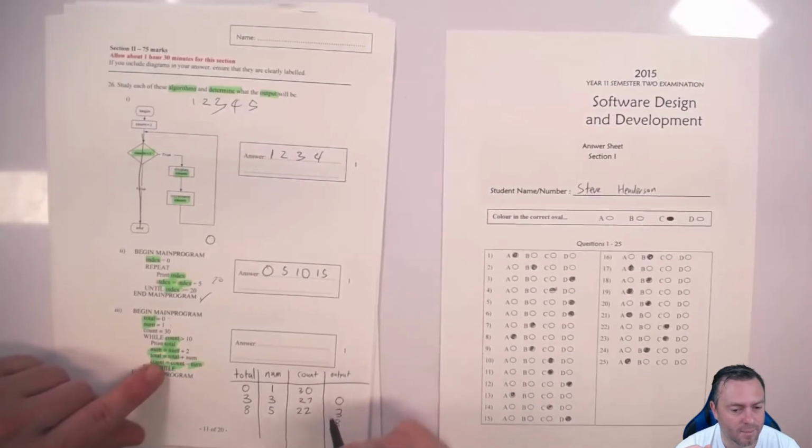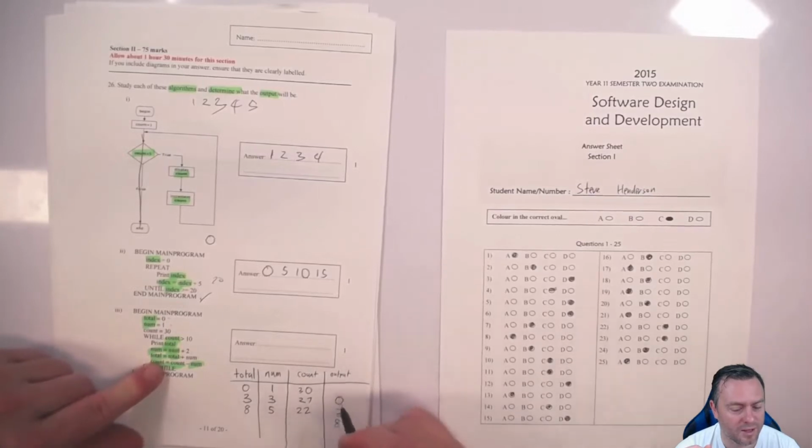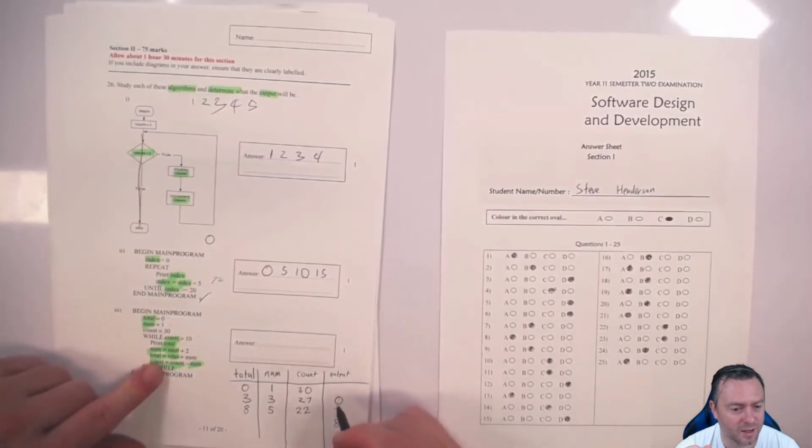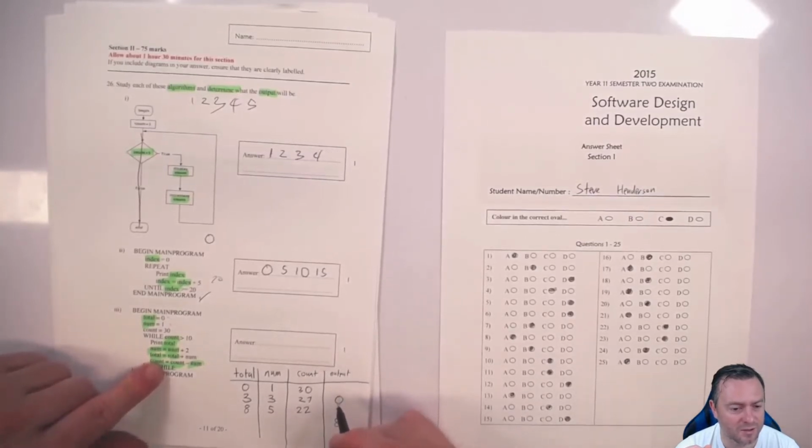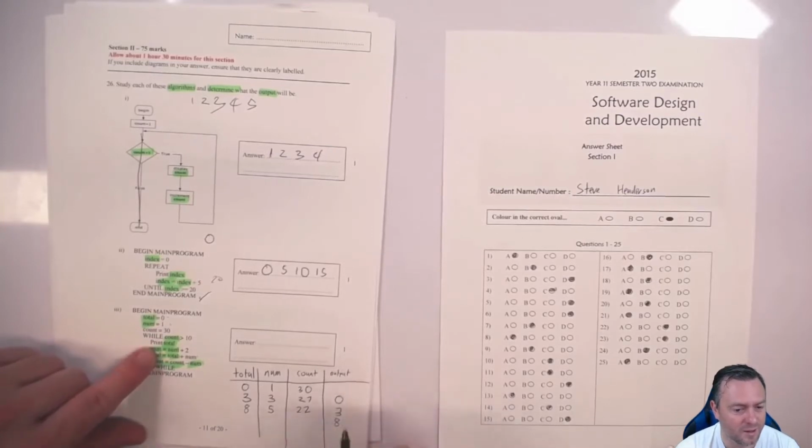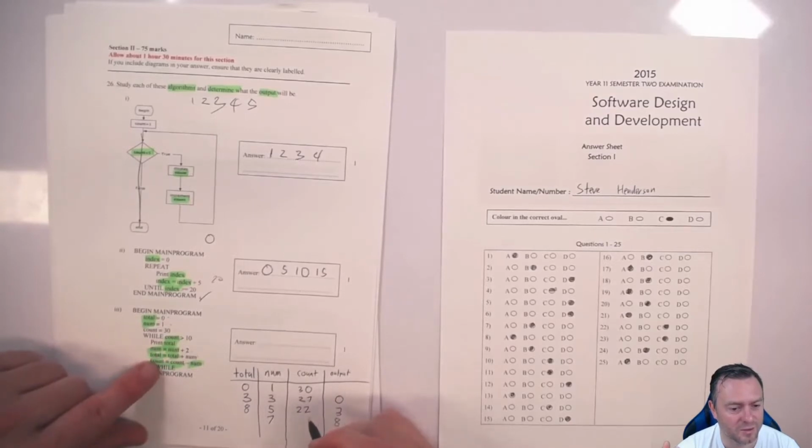Awesome. So then the count's still greater than 10, so 22 is greater than 10, so we're all good. So we go again. So we got number, so we do 5 plus 2. Then we go total, so we go 8 plus the num, so 8 plus 7, which gives you 15. And then the count is equal to the count minus the num, so 22 minus 7, which gives you 15 as well. And we're all good.